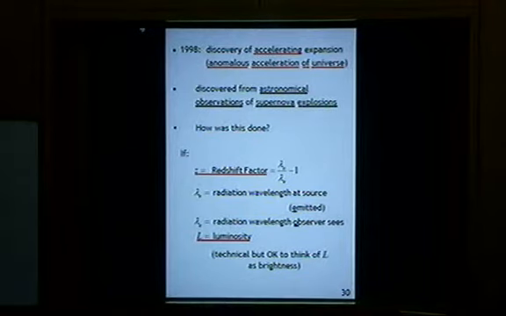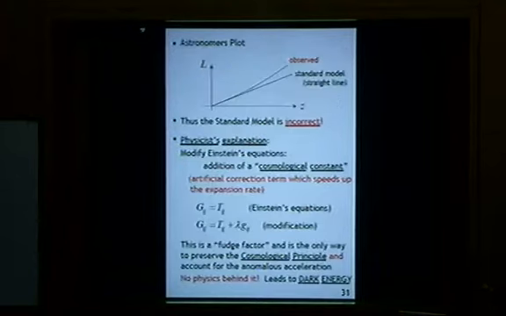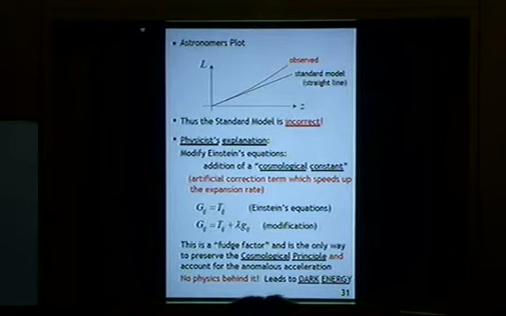And L is the luminosity. That's a little bit technical. I don't want to go into it at this talk. But it's okay to think of L as brightness. And here's what happened. The astronomers make a plot of Z versus L. They look at that star. They see its redshift. They measure its brightness. And in the standard model, it must be a straight line. It must be a straight line. You can't get away from that.